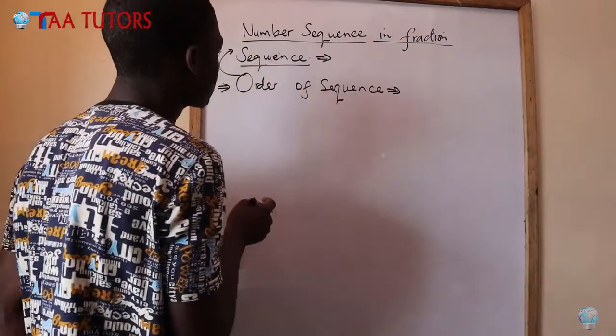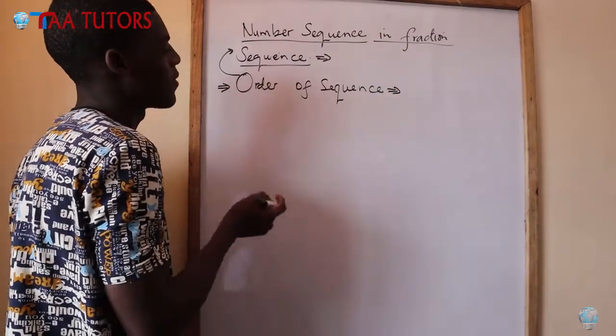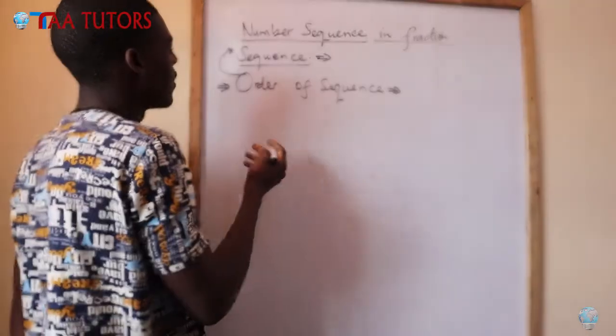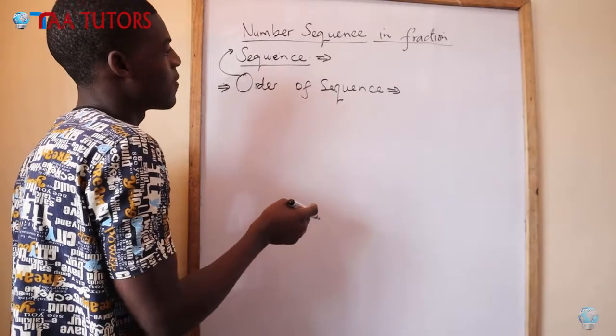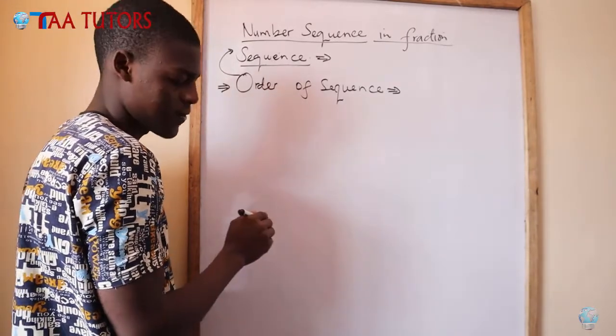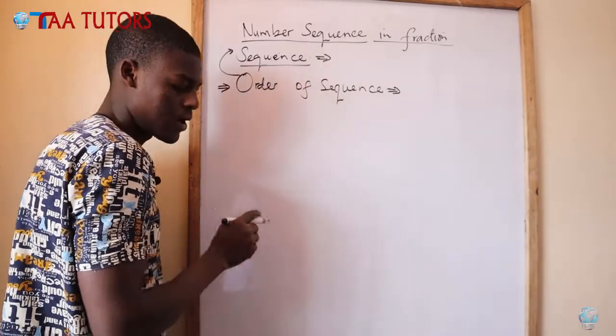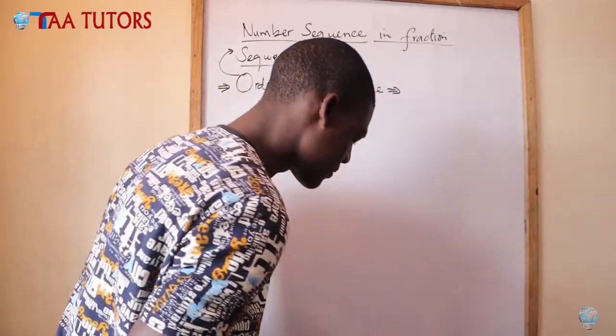So a sequence in fractions will obviously involve fractions. If a whole number has to be there, then you'll find that it is in the form of a mixed fraction. So I'll just move forward to do an example which I have here.